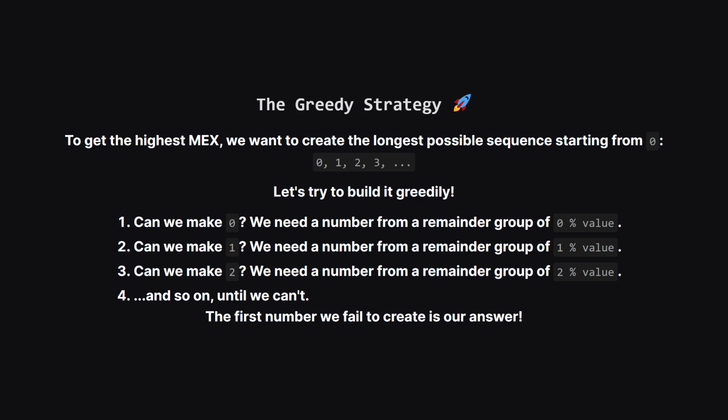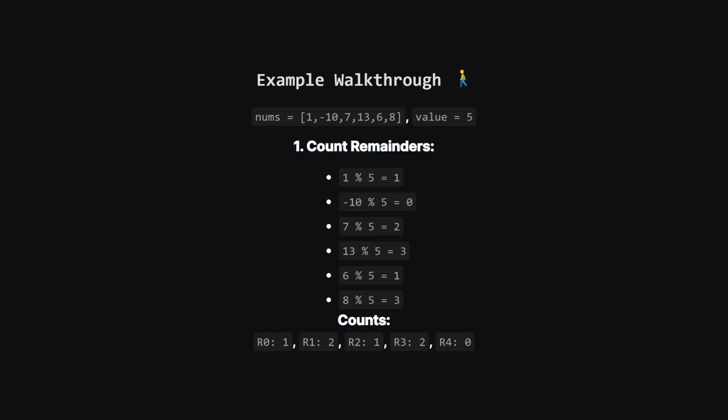Now can we make one? We check if we have any numbers with a remainder of 1. We keep going like this until we try to make a number, say k, and find we have no numbers left with the right remainder. That means k is the smallest number we can't make. And that's our max. Let's walk through the first example to make this solid.